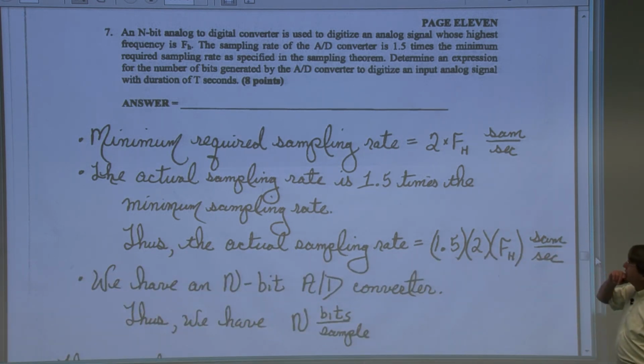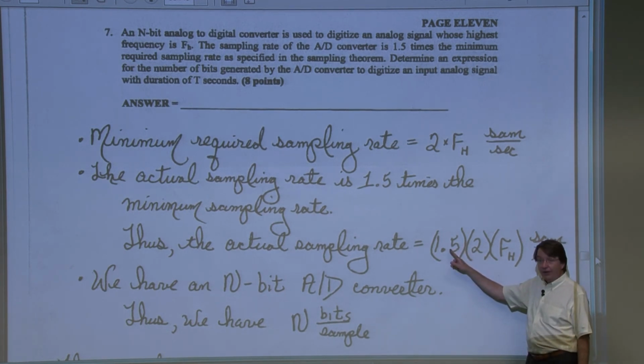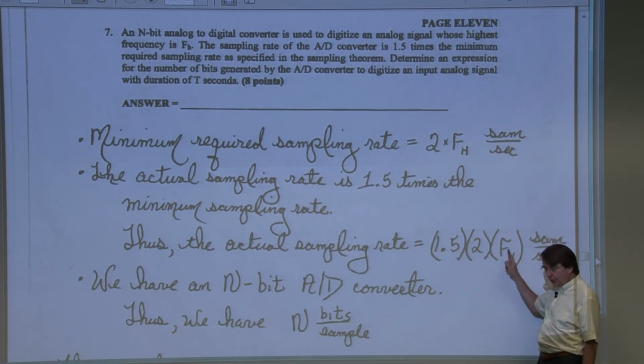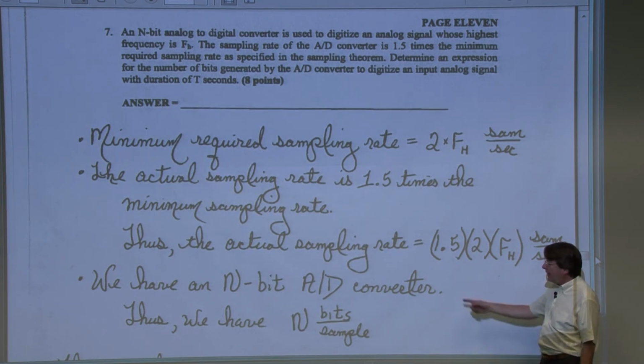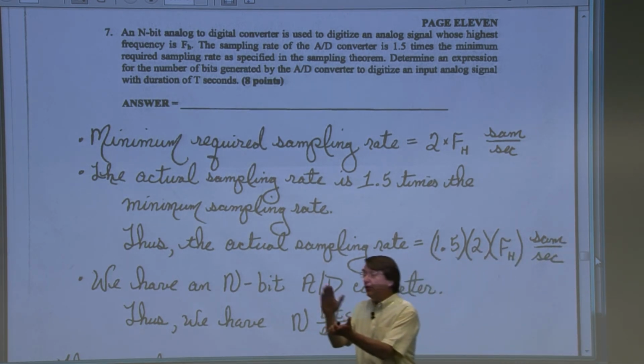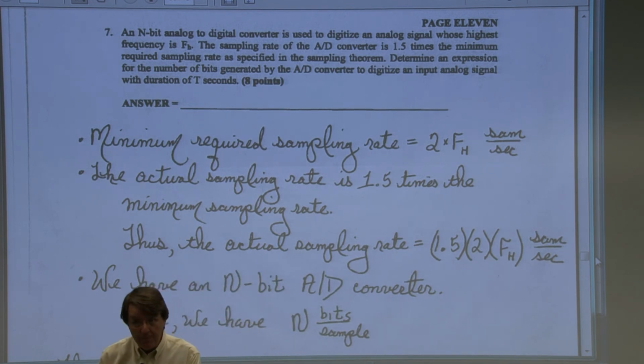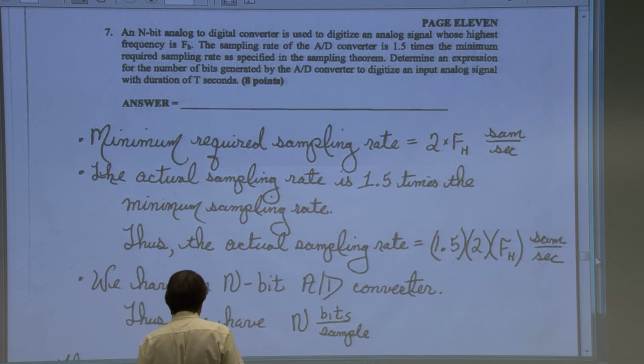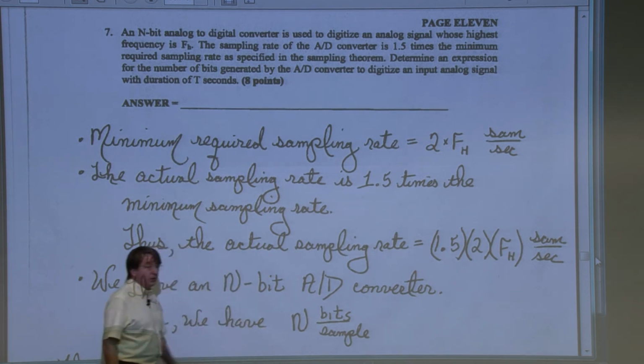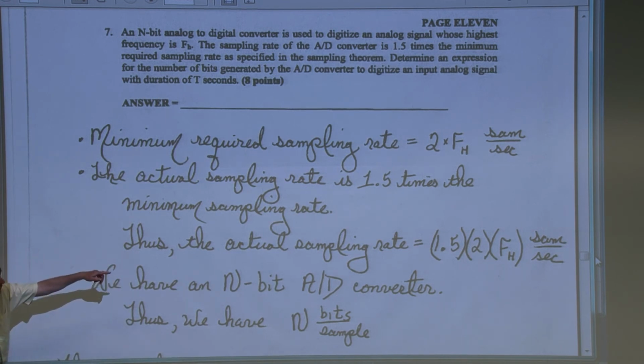So the minimum required sampling rate is 2 times f sub h. But that's not the actual sampling rate. The actual sampling rate is 1.5 times that. So the total number of samples per second is 1.5 times 2 times f sub h. Now, we have an n-bit A to D converter. What does that mean? For every sample, the converter puts out n bits. So I have n bits per sample, and I have that number of samples per second. I think we got it.